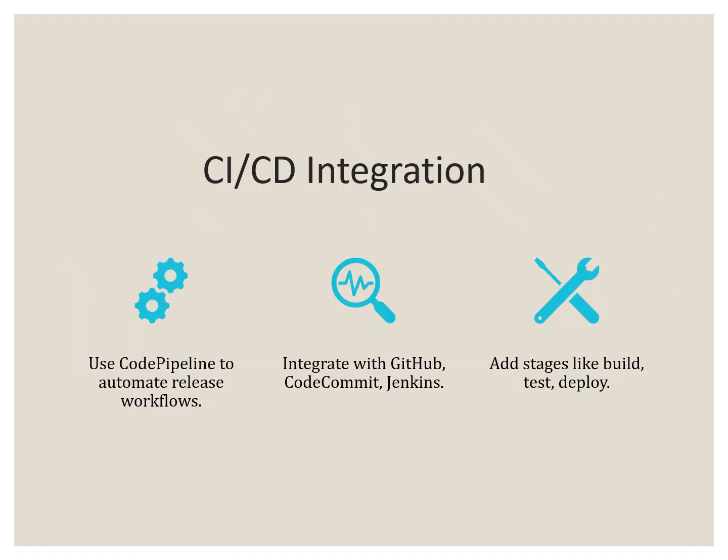CI/CD integration. Modern apps need automation. That's where a CI/CD pipeline comes in. AWS provides CodePipeline, which helps you build automated workflows with stages like source from GitHub, Bitbucket, or CodeCommit, build with CodeBuild or Jenkins, and deploy with Beanstalk, ECS, or CodeDeploy. You can even add manual approval steps before production. And yes, this setup will be on the exam in scenarios.